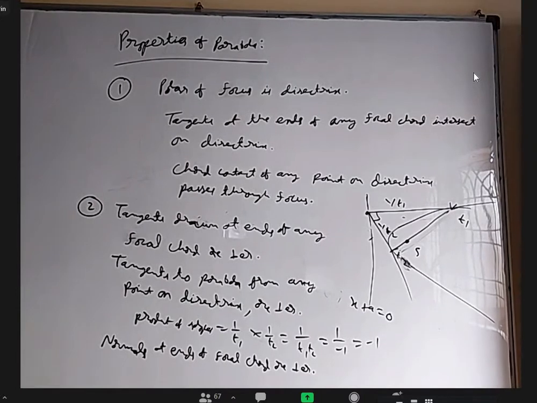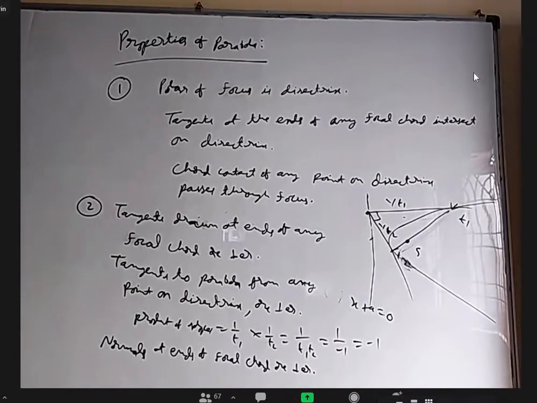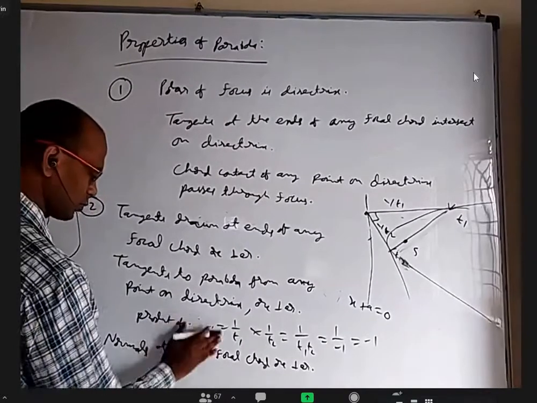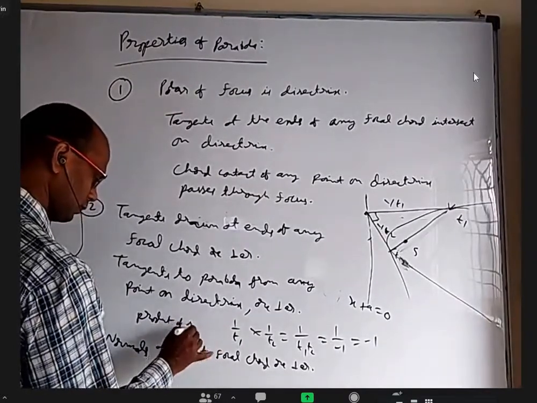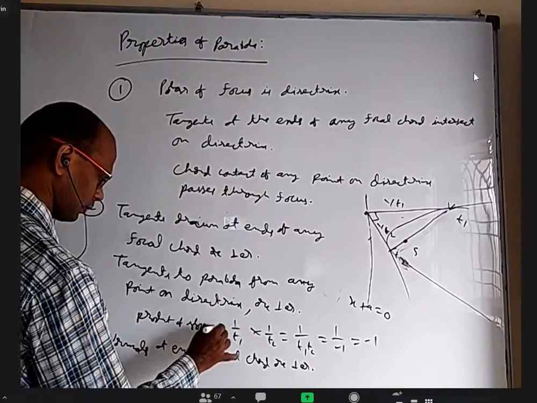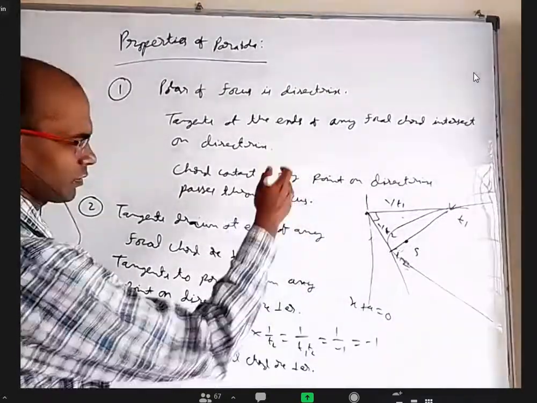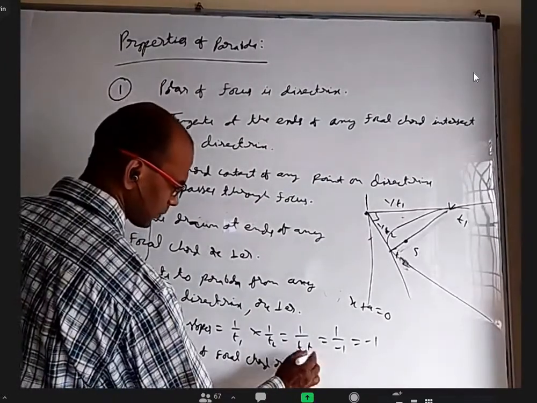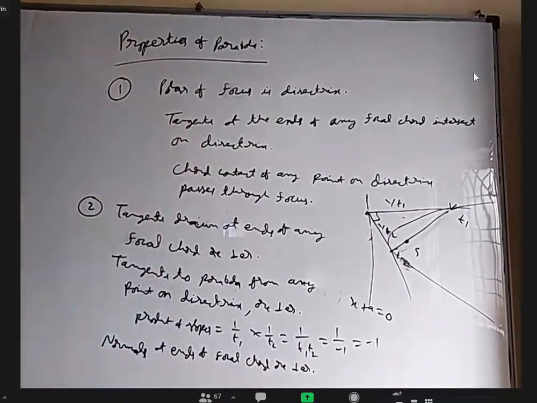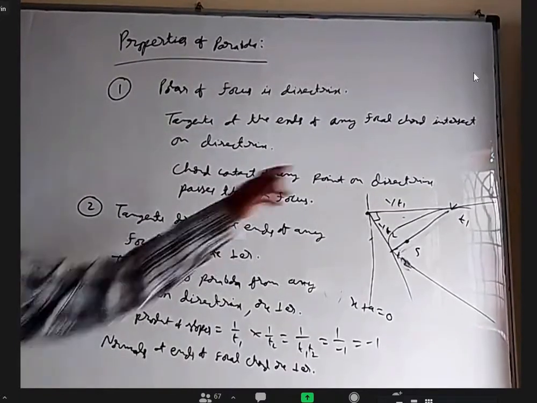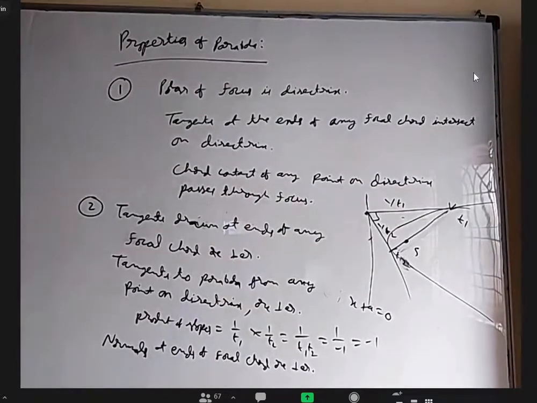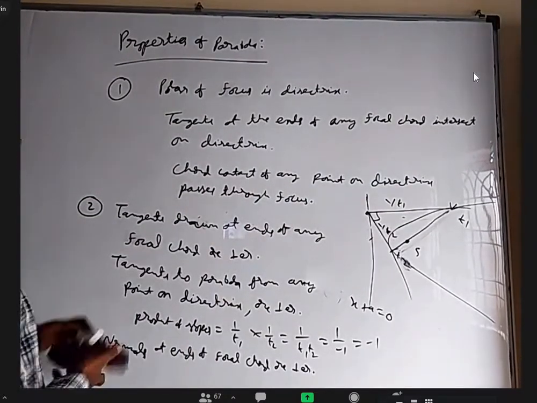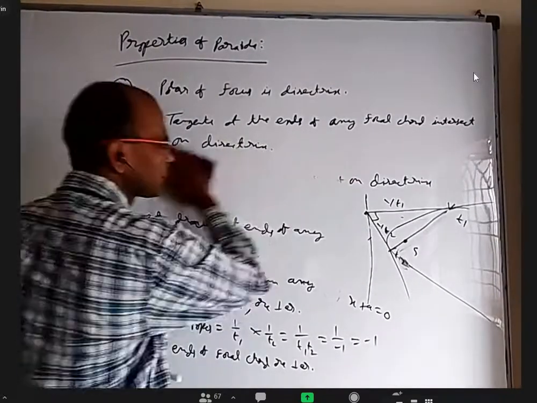Sir, yes, please. So what did you write this a product of? Slopes. Okay, sir, product of slopes. This slope of tangent is 1 by t1. This slope of tangent is 1 by t2. So t1 t2 is minus 1. Okay, these two tangents are perpendicular. This is one way to prove it. You can also prove another way. You don't have to write it, but you can listen.